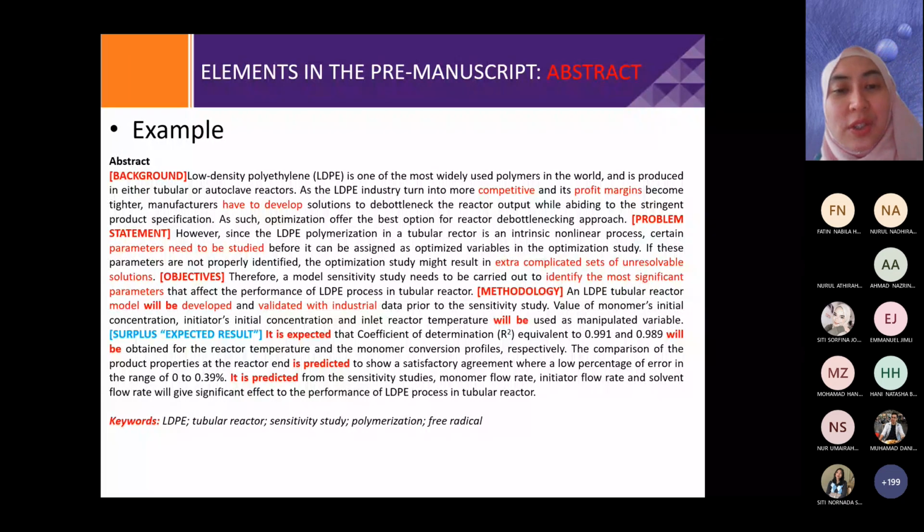All right. So here, LDPE is one of the most widely used polymers in the world, and is produced in either tubular or autoclave reactors. Two types. As the LDPE industry turns more competitive and profit margins become tighter, manufacturers have to develop solutions to debottleneck the reactor output while abiding by the stringent product specification. As such, optimization offers the best option for the reactor debottlenecking approach.